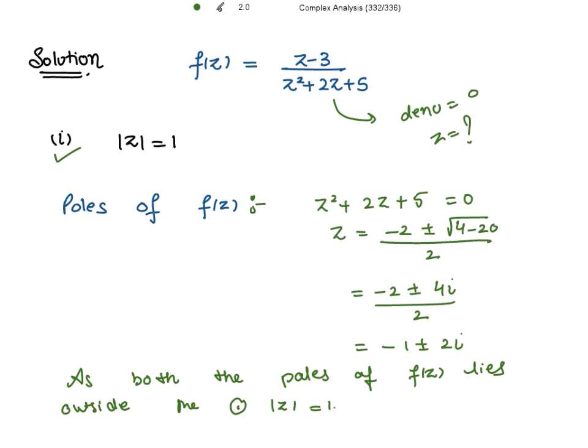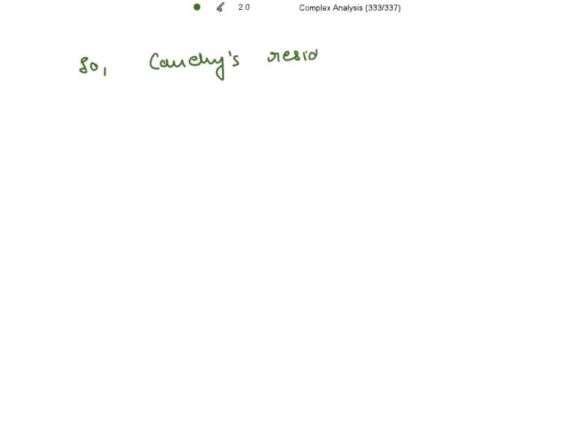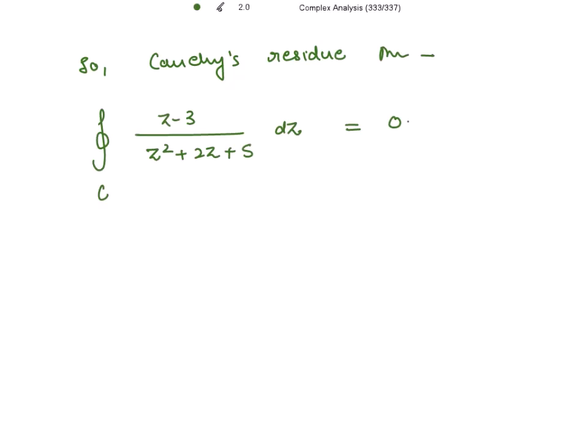So by Cauchy's residue theorem, the given integral will be 0. Because if one of the points lies inside the circle, then we find the residue of f(z) at that point, right? And then we apply the Cauchy residue theorem for that, and we get the solution, right? But here, as both the points lie outside the circle, we are not going to find any kind of residue, so the given integral is 0.